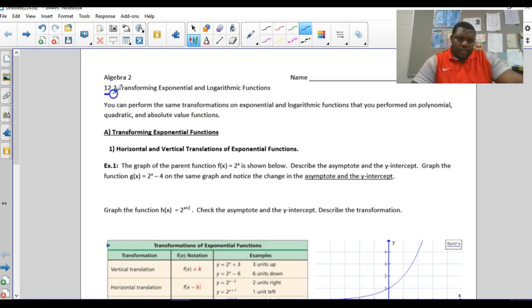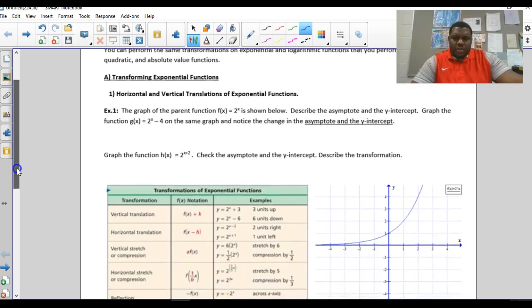Today we're looking at 12.2, transforming exponential and logarithmic functions. Let's go ahead and get right in. This first graph right here.